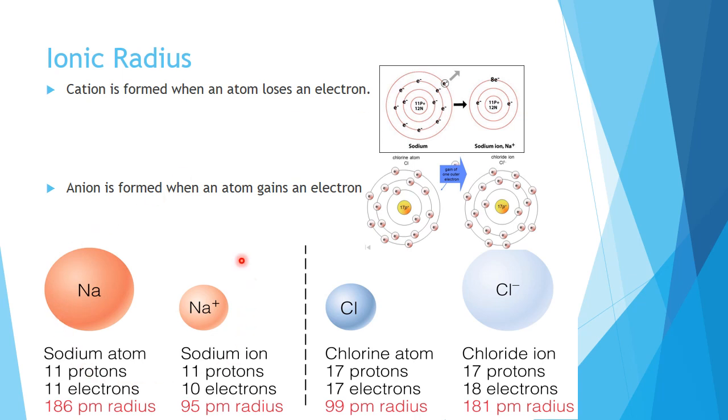The average size of the sodium atom and sodium ion can be observed here. The atomic radius of the sodium atom is 186 picometer, and when the same sodium atom is converted into the sodium cation, its radius decreases to 95 picometer. So the reason for this decrease has been described.